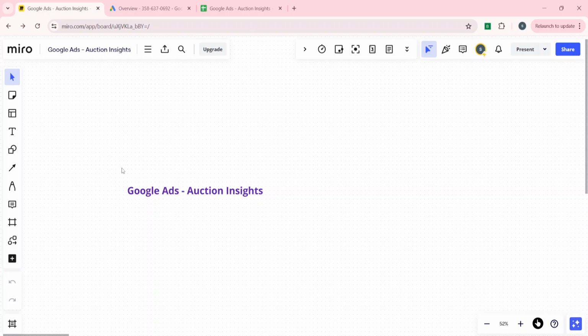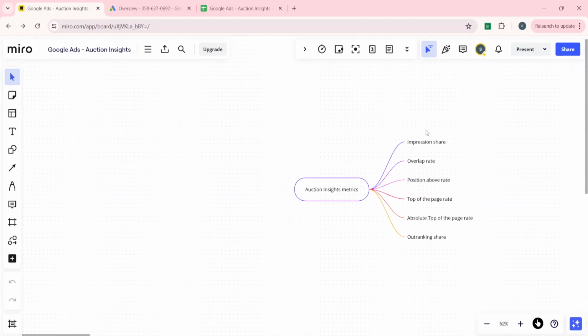In Google Ads, we have a few metrics like impression share, overlap rate, position above rate, top of the page rate, absolute top of the page rate, and outranking share. So with the data available for these metrics, we can analyze what is happening in the auction.